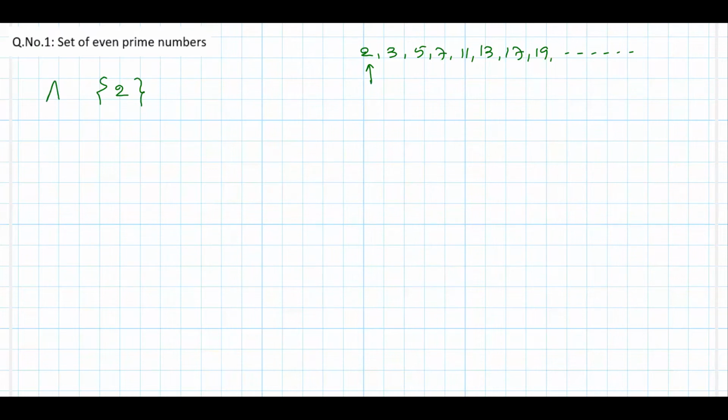You can name this set, let's say A. So what is the cardinality of this set? n of A is 1, right? So here, 2 observations. We could count the elements, so it is a finite set.